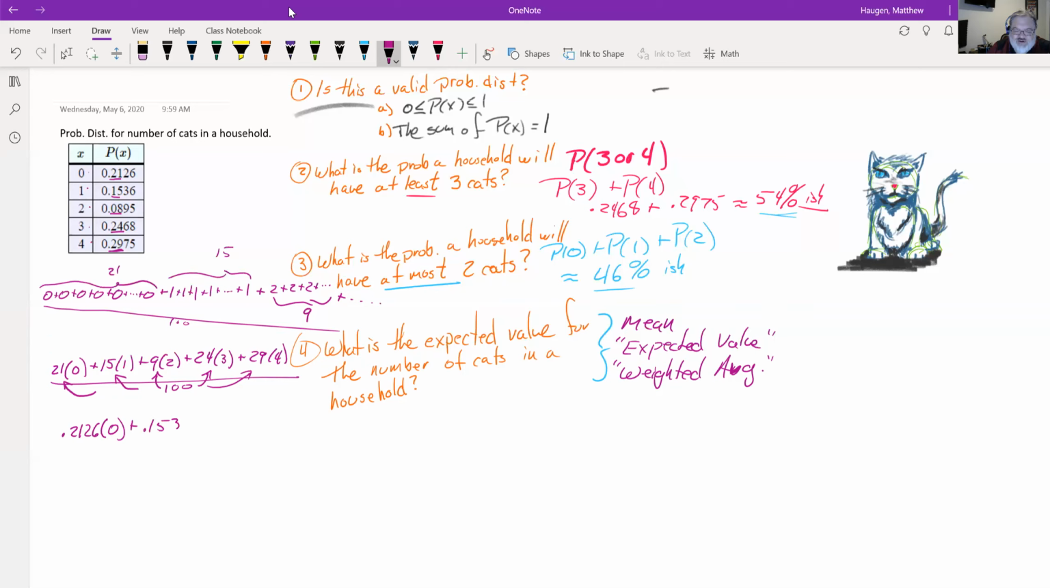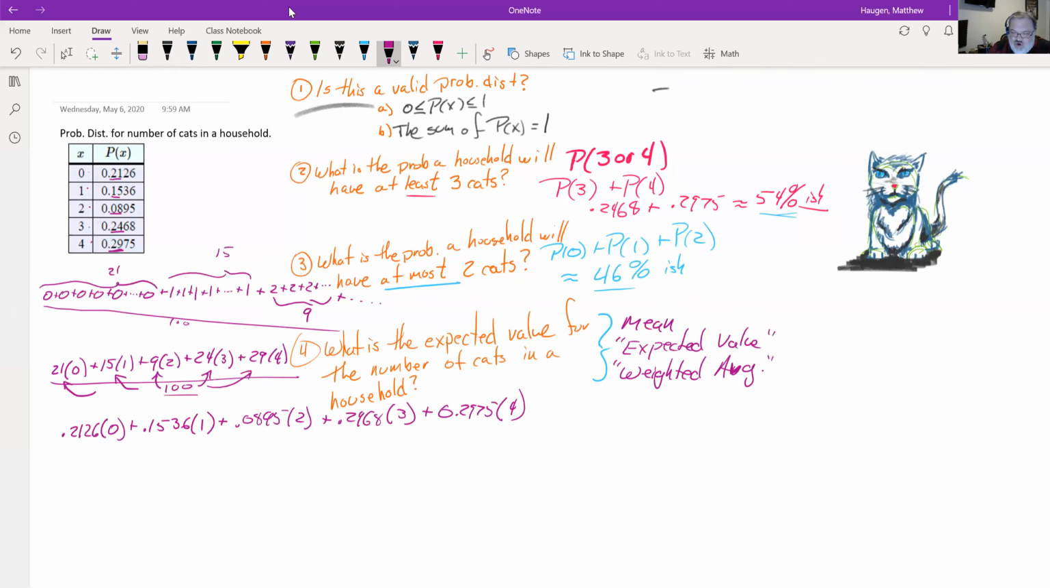So if we tried to use even the formula for mean, add them all up, divide by how many we have, no matter how many we have, we know that's going to end up being 0.1536 of them, and 0.0895 of the two cats, plus 0.2468 of the three cats, and 0.2975, or as a proportion of all the households, will have four cats.